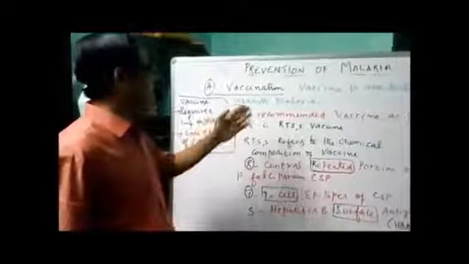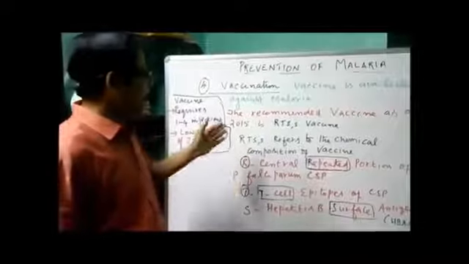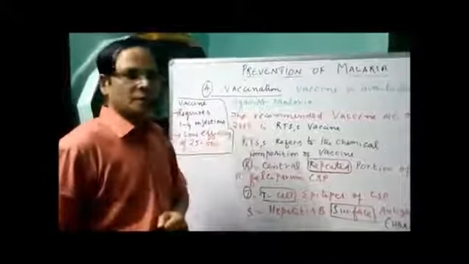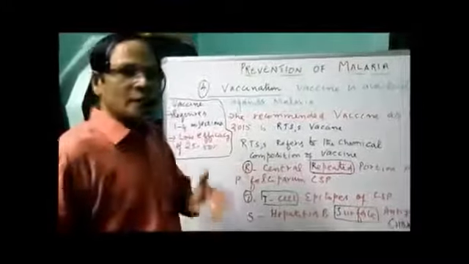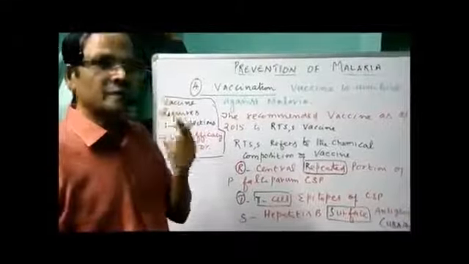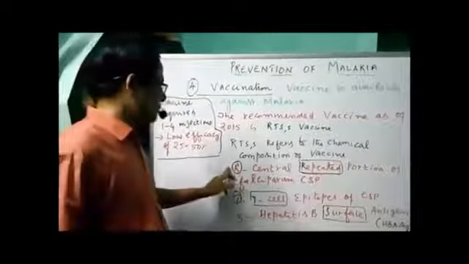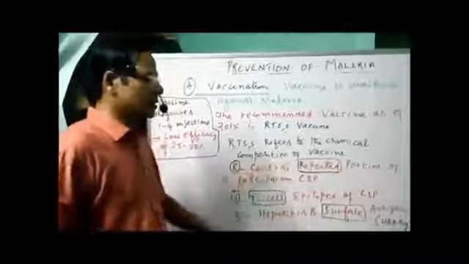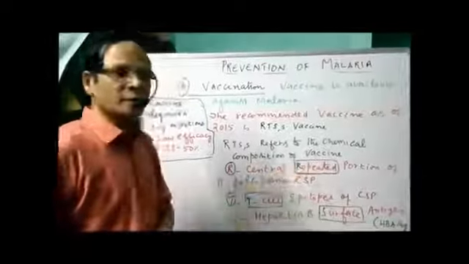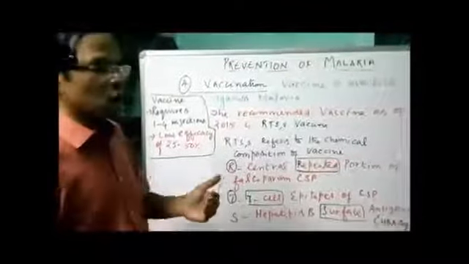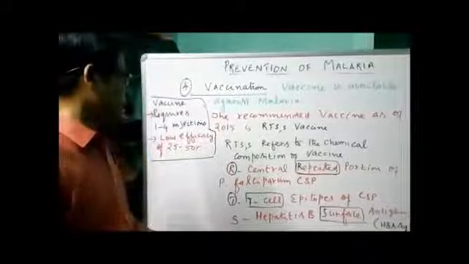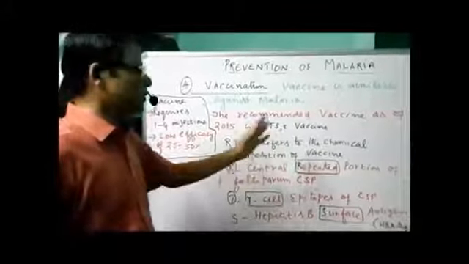A vaccine is available against malaria. The recommended vaccine as of 2015 is RTS,S. Now, RTS refers to the chemical composition of the vaccine. It contains three components. R refers to the central repeated portion of Plasmodium falciparum CSP. This is nothing but circumsporozoite protein, a kind of protein surrounding the sporozoite. So central repeated, R for repeat.